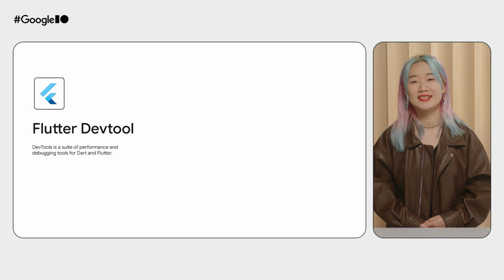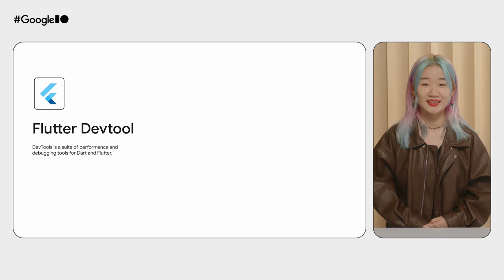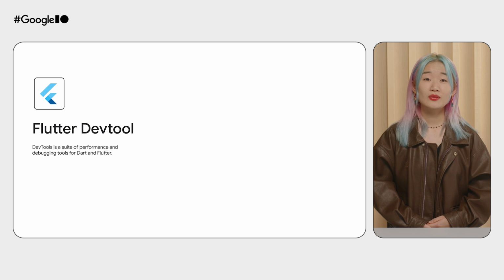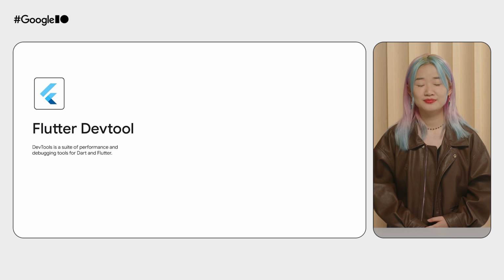How do we check all this is set up correctly? Enter Flutter DevTools. This powerful suite of tools is your assistant. You can use it with VS Code, Android Studio, or command line. Today, we're talking about the newly added deep link validation features.